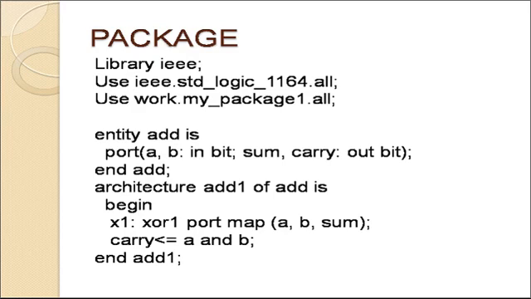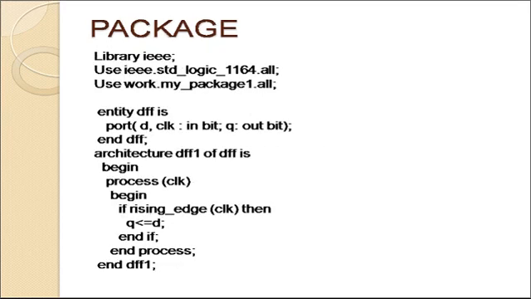If you see, the component XOR1 is not declared in the declarative part of the architecture add1. Why is it not declared? Because this declaration must be contained in the package my package 1. Then it is not essential to write it over here, in the declarative part of an architecture, because it is combined over there. Similarly, this is another example.